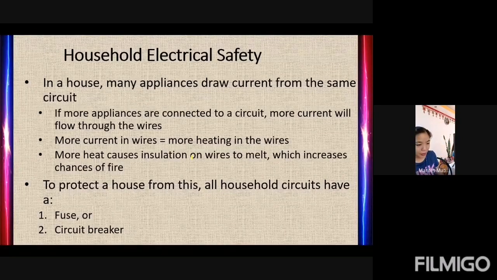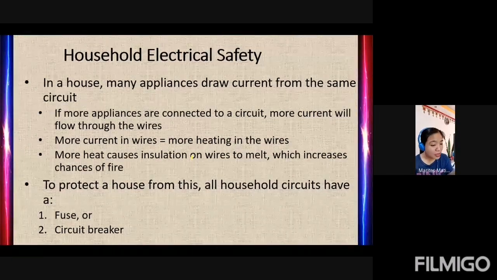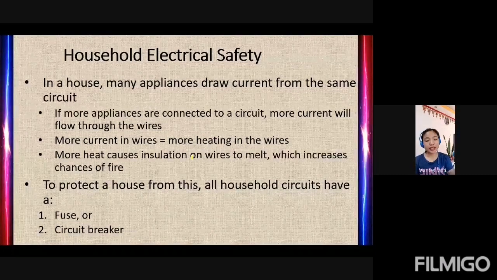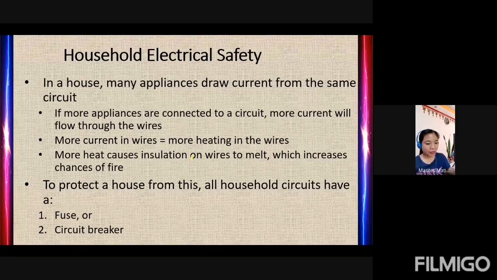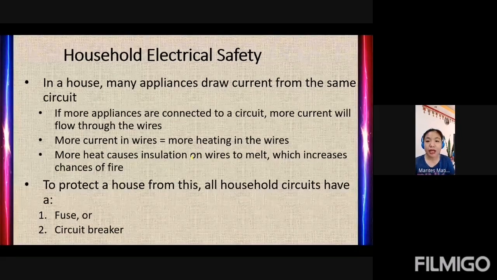So, here are some of our household electrical safety, aside sa mga nandyan sa inyong mga modules. Okay? So, in a house, many appliances draw current for the same circuit, right? So, take note that if more appliances are connected to a circuit, more current will flow through the wires. Pag maraming nakasaksak doon, mas madaming current yung mag-flow dun sa wire natin. So, more current in wires, more heating in wires.